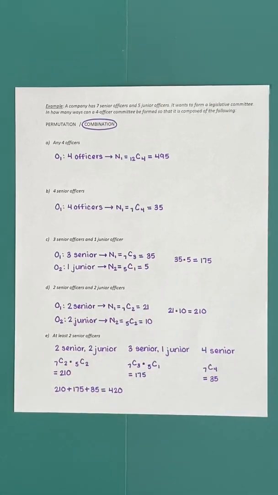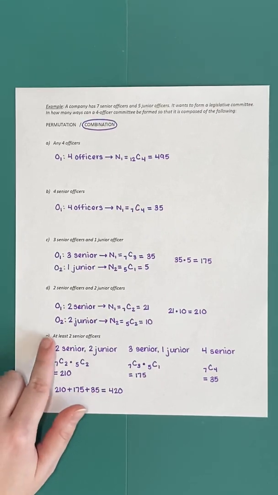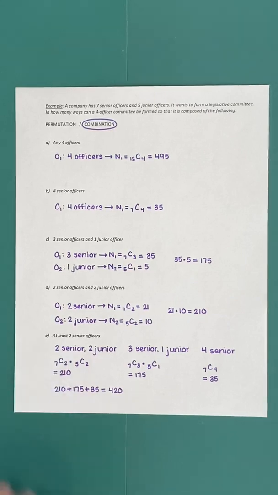Okay, let's look at one final situation. We're going to have to be a little bit more creative here, but we can actually use some of the information we already have. So the last possibility is that we want to choose at least 2 senior officers. Not necessarily exactly, but at least 2 senior officers. Well, first thing we need to do is think about all the different ways this could look, because at least is not specific. It says we can take on a variety of different outcomes as long as we have at least 2 senior officers.